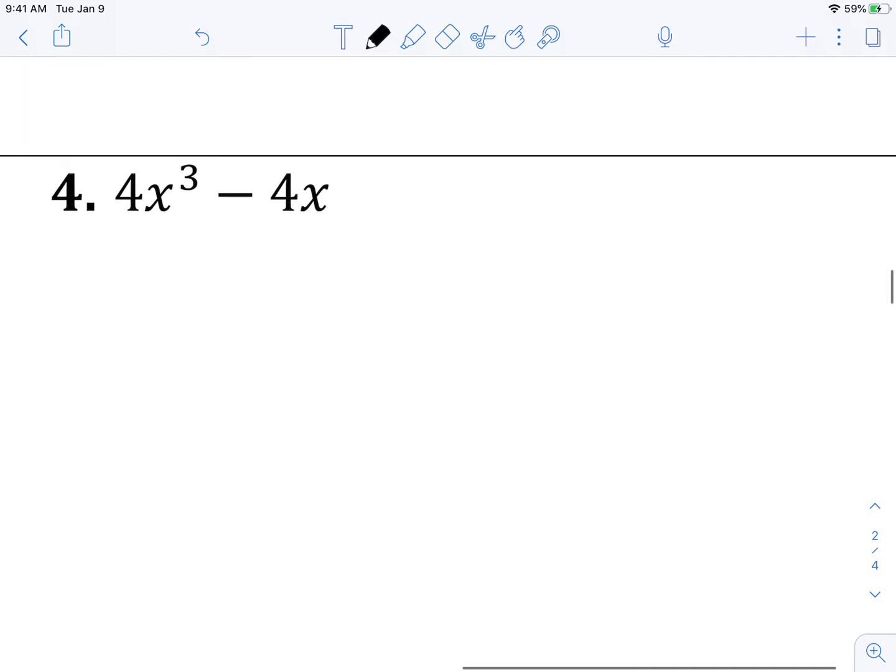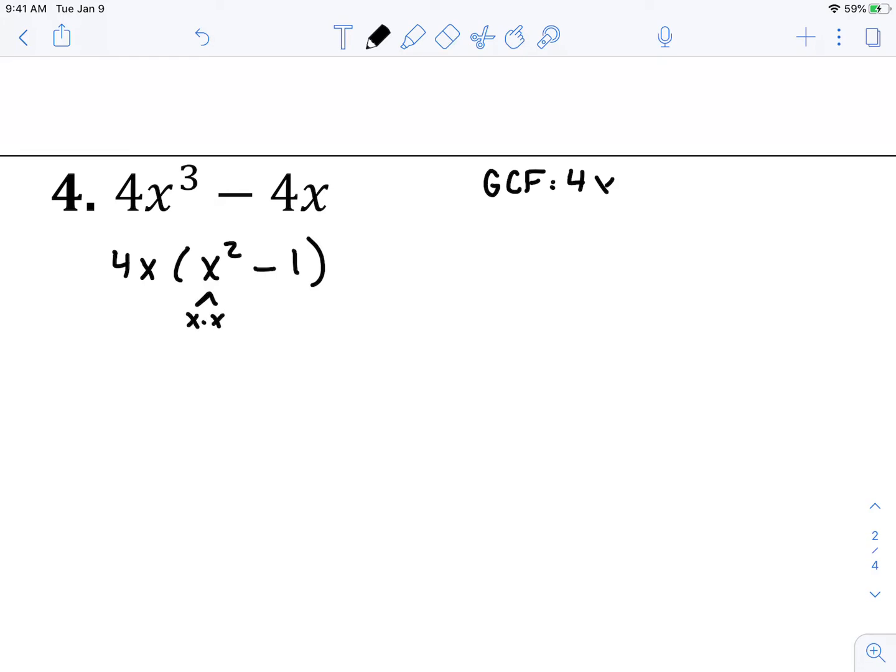Okay, number 4. So again, I can pull a GCF out. My GCF is going to be 4x. I pull 4x out, I'm left with x squared minus 1. And yeah, 1 is a perfect square, right? 1 times 1. So this is x times x, 1 times 1. So I have 4x times x plus 1 times x minus 1.